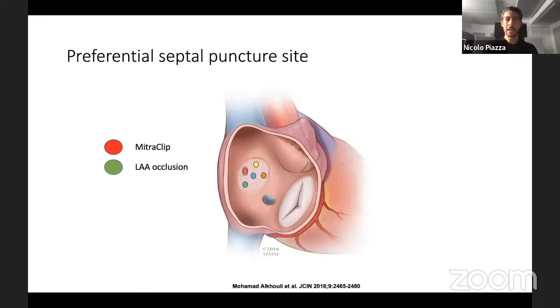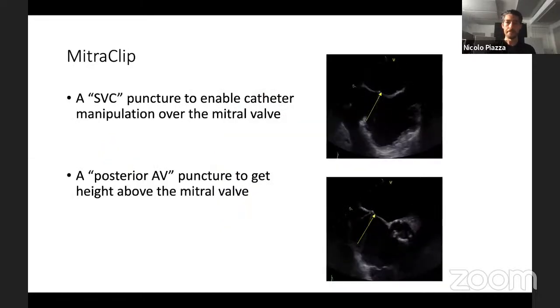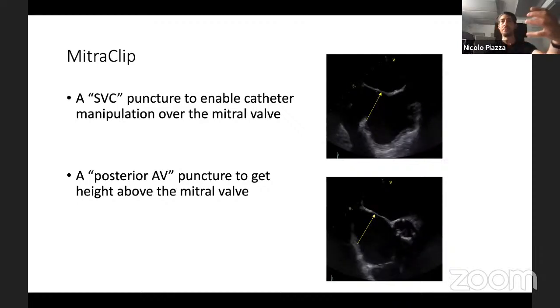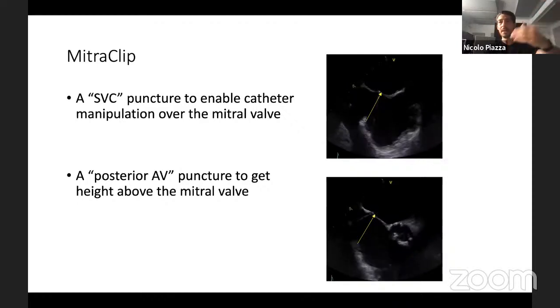So again, now, when you look at these cartoons, when people start to explain to you transeptal punctures, you can start to tell yourself why you prefer a certain transeptal puncture for a given procedure. Okay. So for MitraClip, an SVC puncture or a mid puncture is to enable your catheter to be manipulated over the mitral valve, to be able to hover across the mitral valve from lateral to medial commissure. On the other hand, the posterior puncture is to get height above the mitral valve.